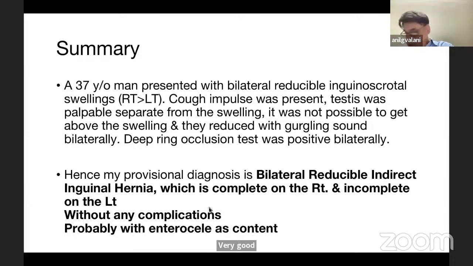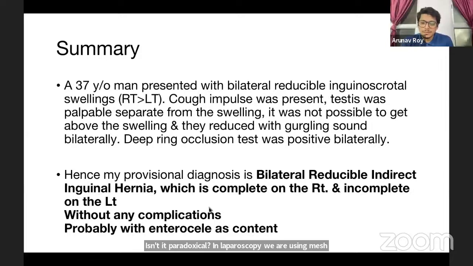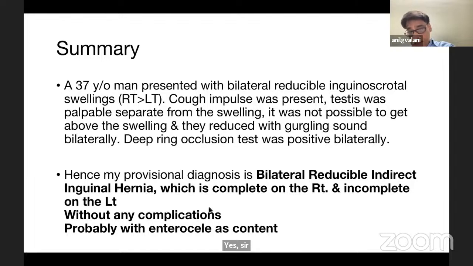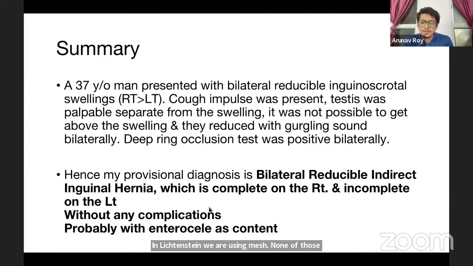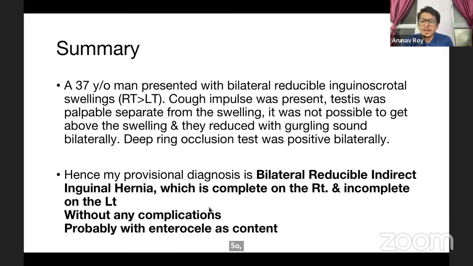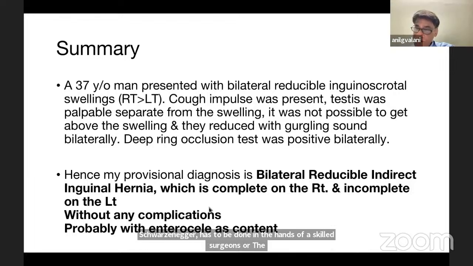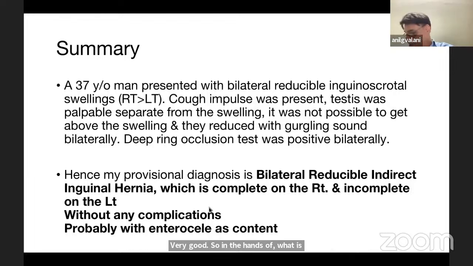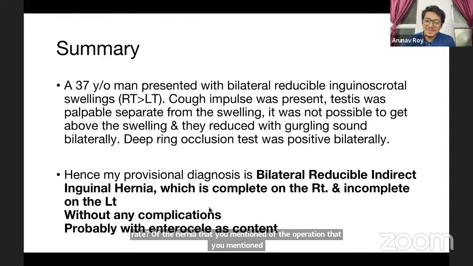Fantastic. And in Shouldice's repair, do you use a mesh? No, sir. It's a herniorrhaphy, sir. Isn't it paradoxical? In laparoscopy we are using mesh. Yes, sir. In Lichtenstein we are using mesh. None of those operations have a recurrence rate of 1%. Yes, sir. So what's the take-home message? Shouldice's repair has to be done in the hands of a skilled surgeon, sir. Very good. So in the hands of an average surgeon, what is the recurrence rate of the operation that you mentioned? Not sure, sir. It is 10%.